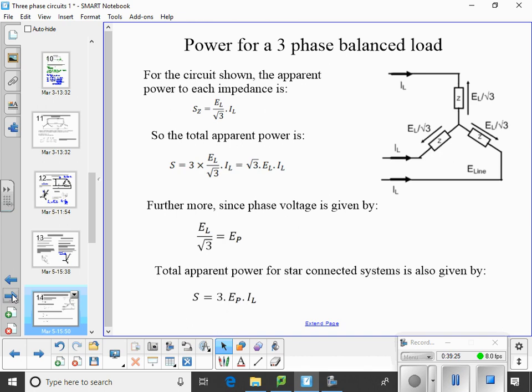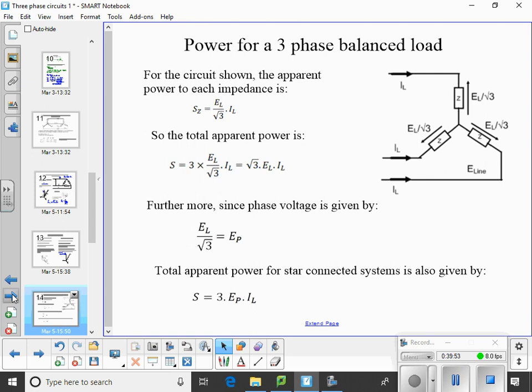Okay, power. 3-phase balanced load. For the circuit shown, the apparent power to each impedance is... So, we've got a star connected load. Each of these phase voltages is EL over √3, from what we've just been doing.